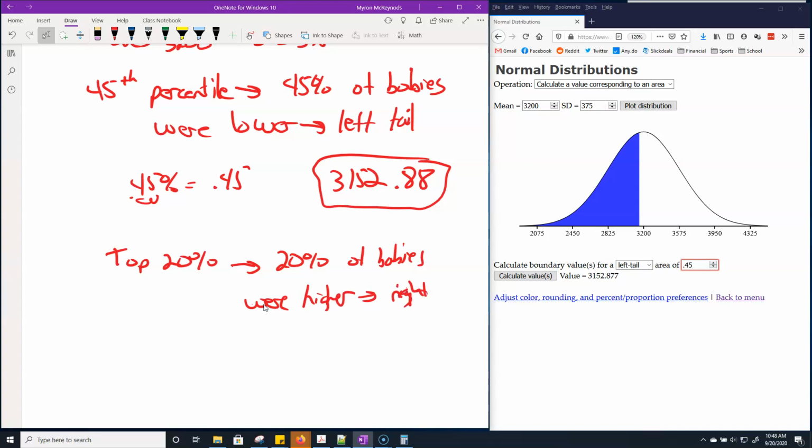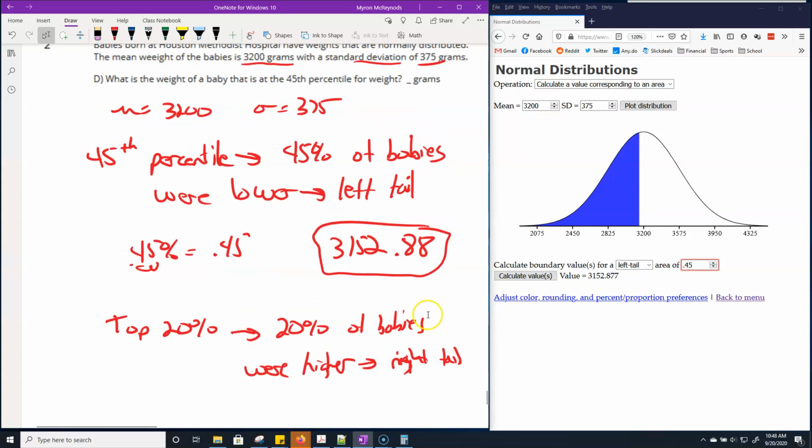So this isn't actually in the problem. I'm just showing you how to do this. If they say top 20%, top something percent, that is a right-tailed one. That means that percentage of people scored higher. So if I wanted the top 20%, I'd do right tail 0.20, and I would get 3515, which makes sense to me, right? Because the average is 3,200, so if you're top 20%, it should be pretty big, and that's well above average, 3515. So top 20% means you use right tail.